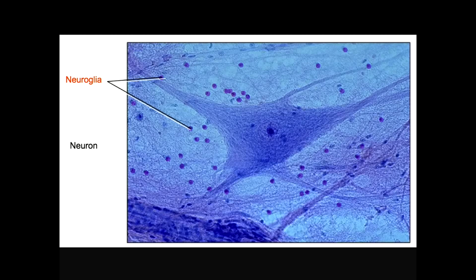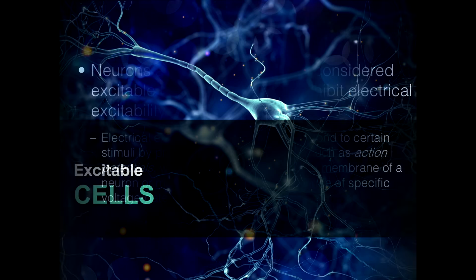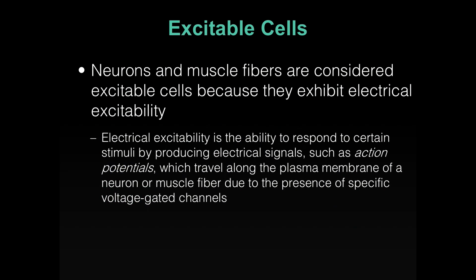Now what makes nerves special is that they're excitable. Nerves and muscle cells are excitable. We're going to run out of time with this cool new AV stuff. Nerves and muscle cells are excitable. And what we mean by excitable is they generate or respond to an electrical signal.